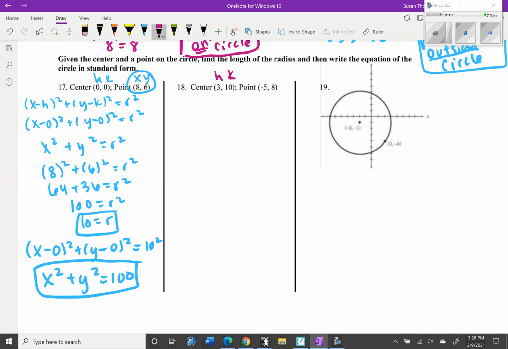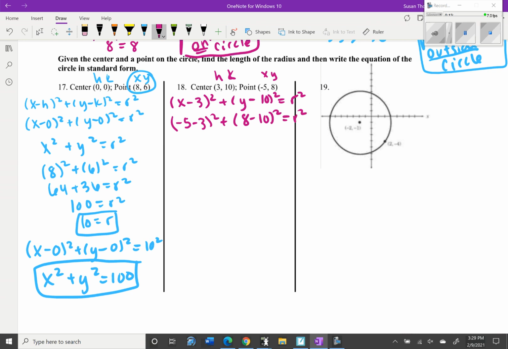So this is h and k, and this is x and y. So we get x minus h squared plus y minus 10 squared equals r squared. So that is the general equation without the radius. Of course, we're going to find it using our points of x and y. So we would get negative 5, because that's x minus 3 squared, plus 8 minus 10 squared equals r squared. So to write the equation of the circle, we need to find r.